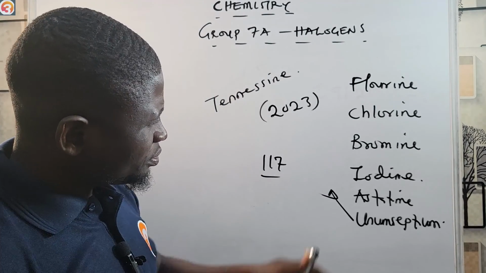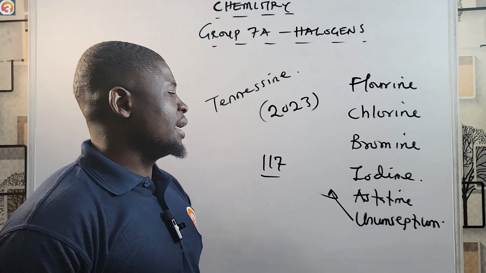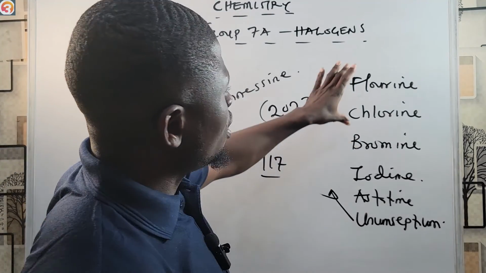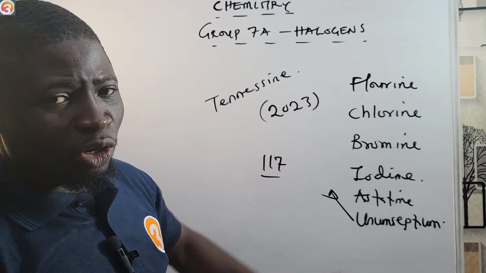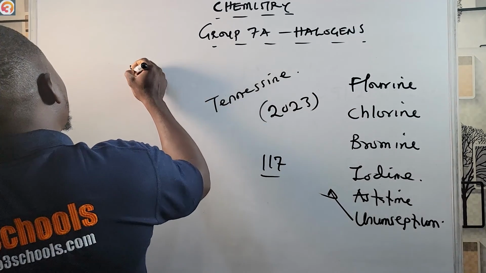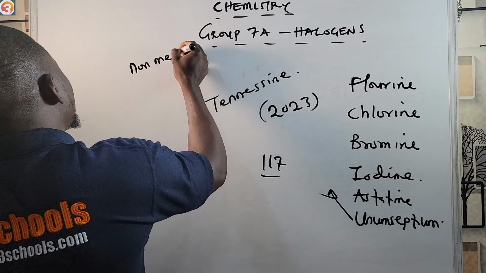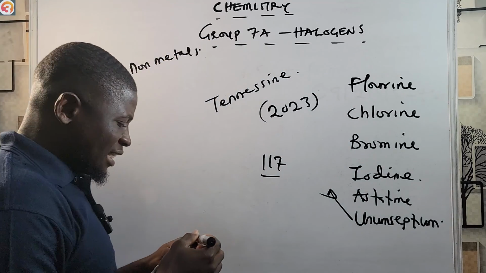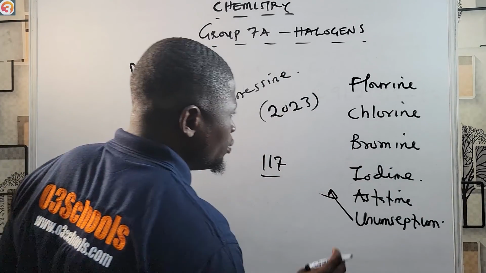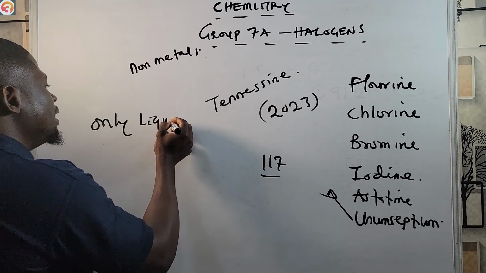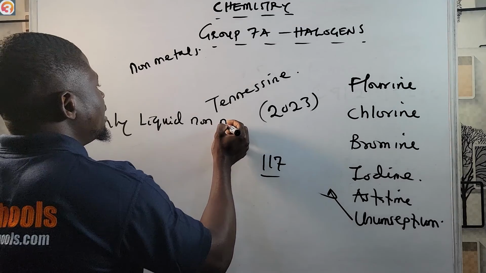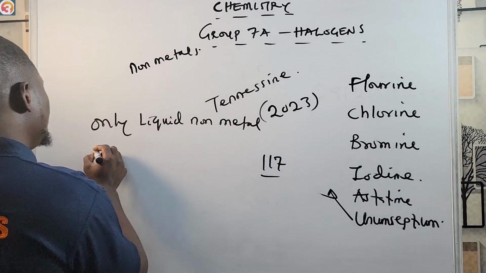Now we have fluorine, chlorine, bromine, iodine, and astatine. Know that they are all non-metals. The halogens, all of them are non-metals, with the exception of bromine, which is the only liquid non-metal at room temperature.